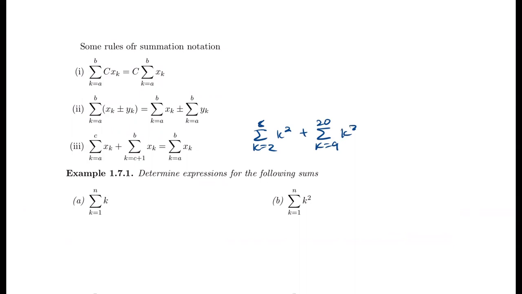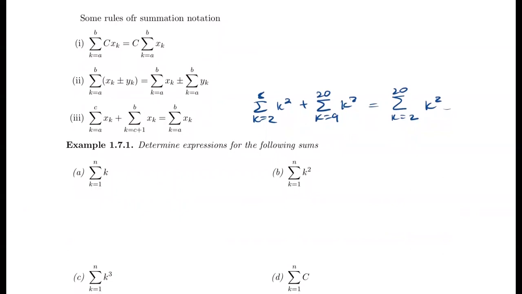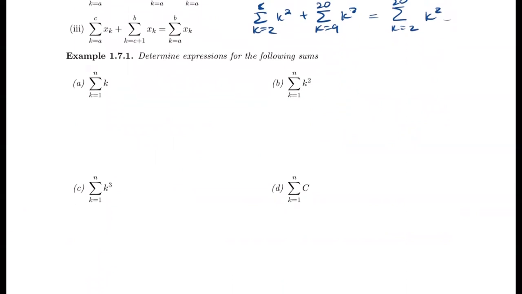So that means you're going to take everything from 2 to 8 using the same expression here, k squared, and then you're adding another set of terms from 9 to 20. Well, that's going to go from 2 to 8, then 9 to 20, or you could just say from 2 to 20. So that's the same as saying the sum from k equal to 2 to 20 of k squared. All right, so with these three properties, let's have a look at some expressions here.